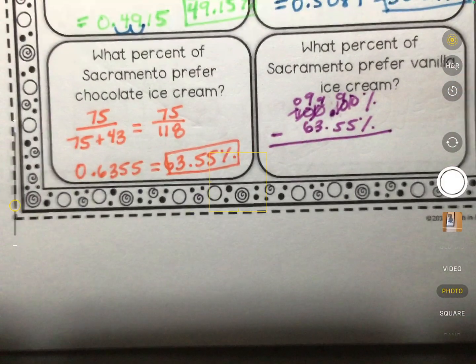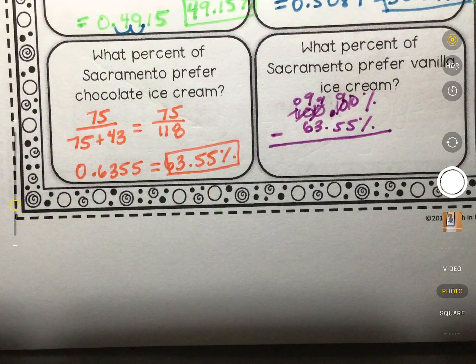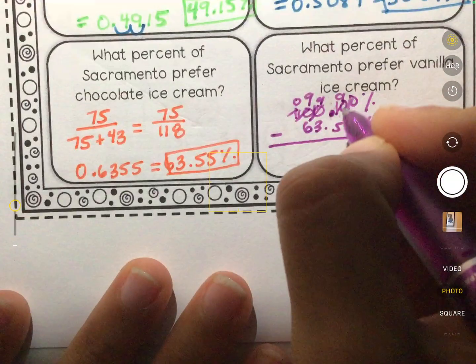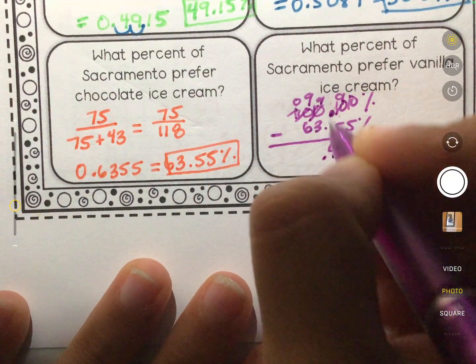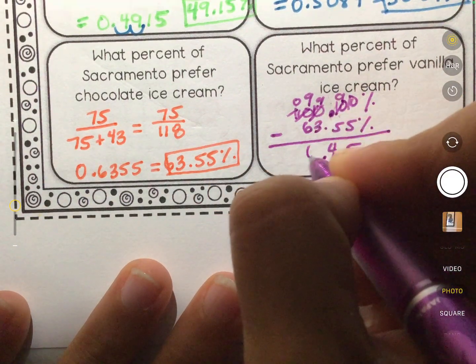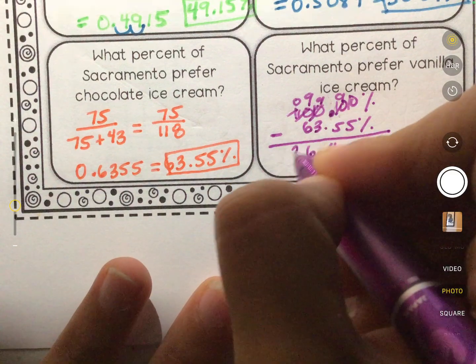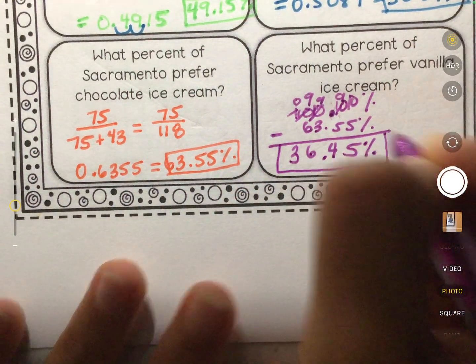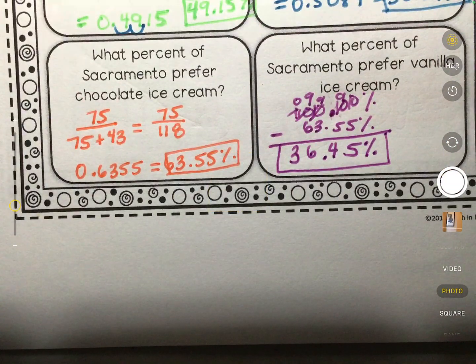Just in case you forgot some of your subtraction skills. Remember, we cannot subtract 0 minus 5. We have to make that a 10 by borrowing from the neighbor. 10 minus 5 is 5. 9 minus 5 is 4. 9, 8, 7, 6, 6, 7, 8, 9. 36.45%. Would that be acceptable on the test?